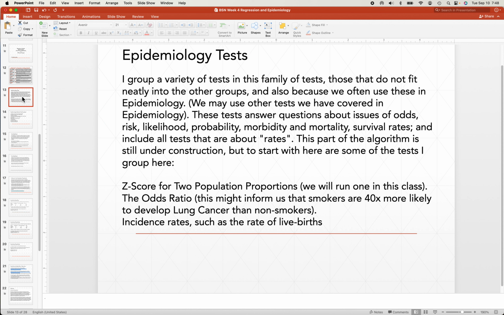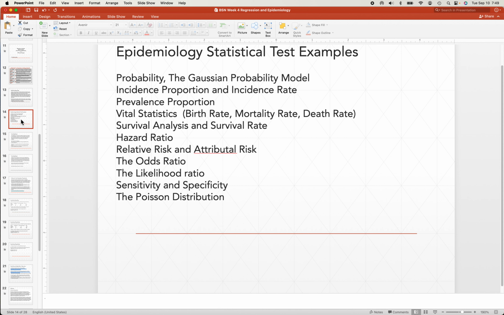Also in epidemiology, we have questions about morbidity and mortality, our survival rates. Two of the most common tests I see used in this group are the z-score for two population proportions, which I'm going to come back to, and the odds ratio. So I will focus on those as we go a little bit further.